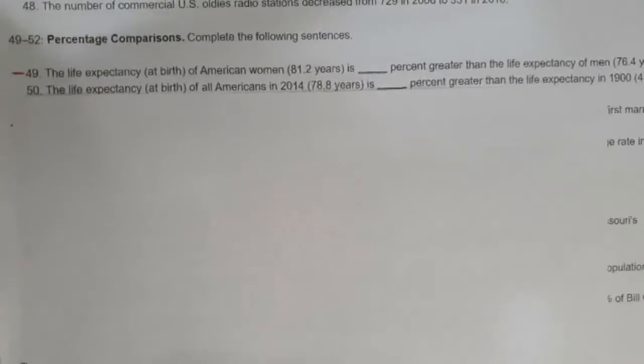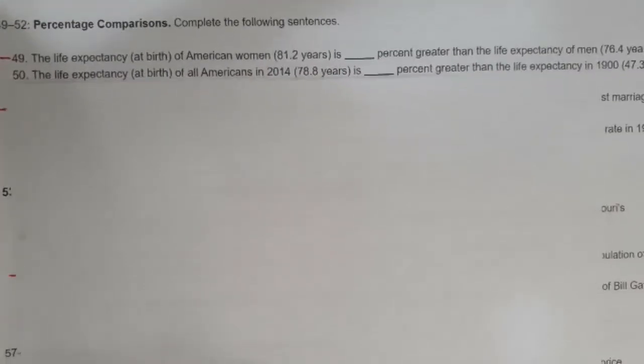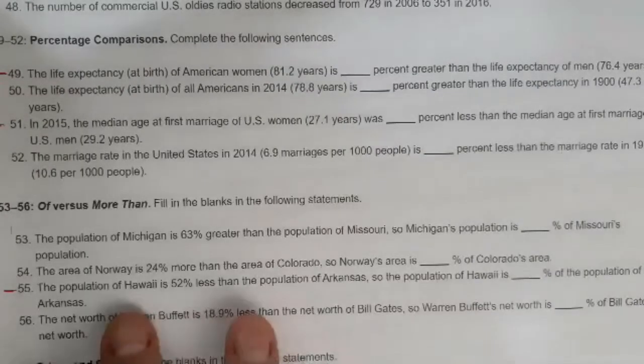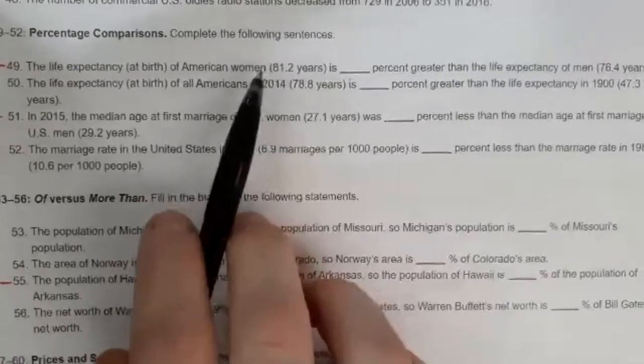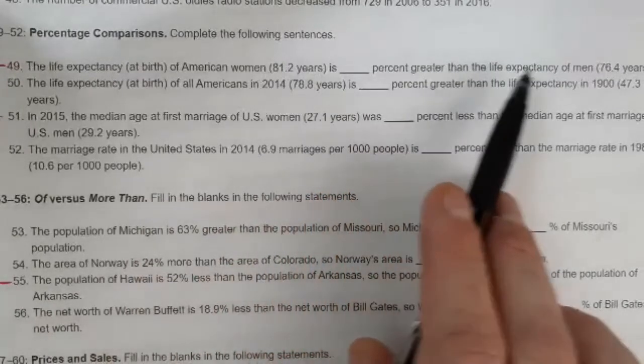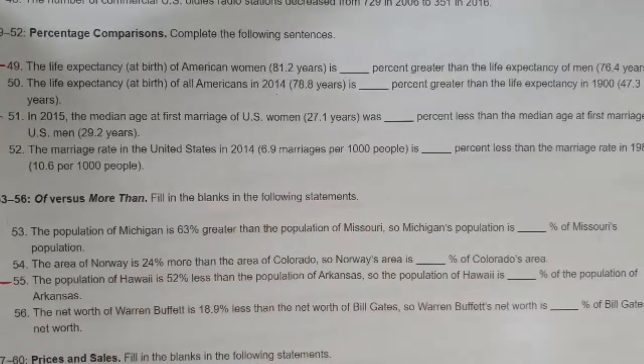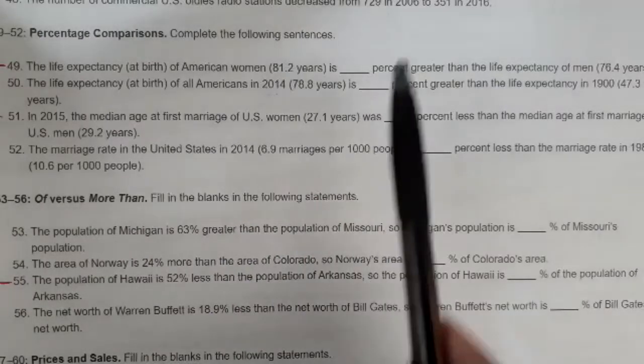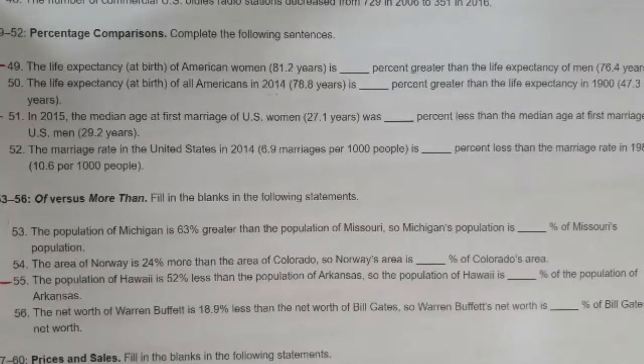We're moving along here at 49% comparisons. So we want to complete these sentences. Life expectancy at birth of American women is 81.2. This is blank percent greater than the life expectancy of men. So I think maybe this might be one of those situations where you have to ask what "of" versus "more than" and those sorts of things mean. What if I want to know how much greater it is than that, or percent greater? What are they asking for?